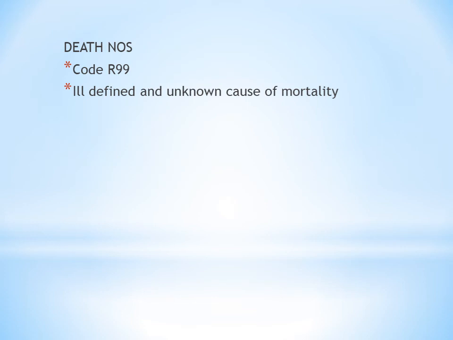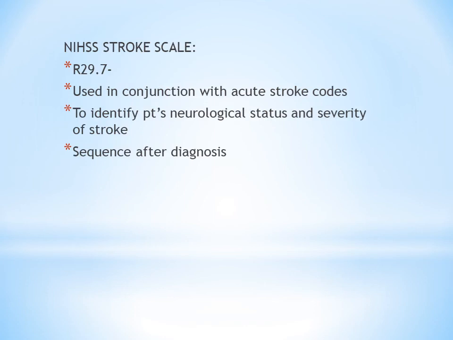Next one is death NOS, death not otherwise specified. So when do we code for death? The code for death is R99. It should be coded only when the cause of death is unknown. The code description is ill-defined and unknown cause of mortality. That is, if the cause of death is unknown, you can use this code R99.